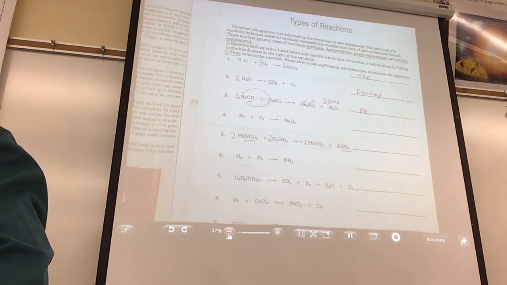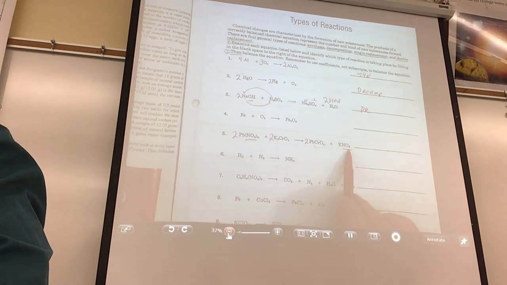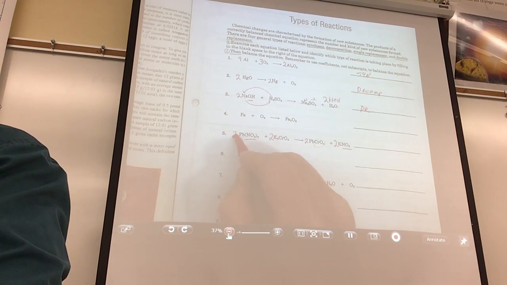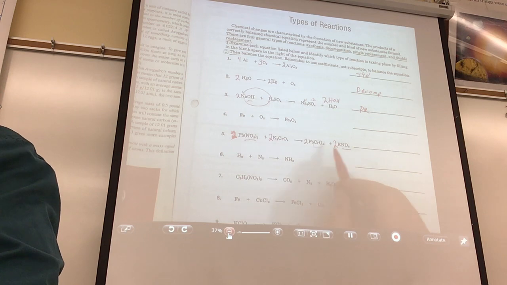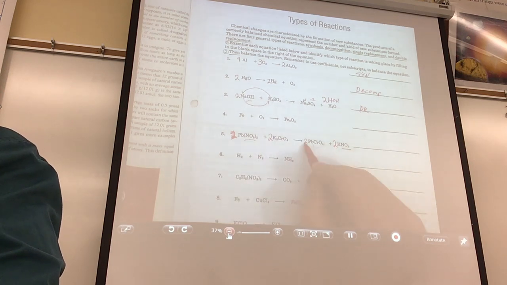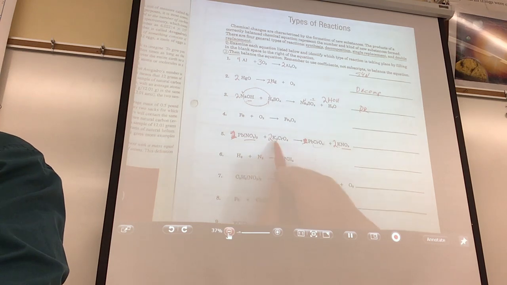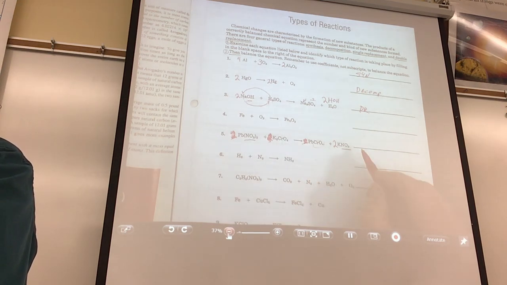Let's try it again. 2 nitrates, 1 nitrate. Oops. That's a mistake. How come you didn't stop me? But that gives me 2 potassiums. That was dumb. Okay, 1 chromate, 1 chromate. All right. And this would be double replacement.